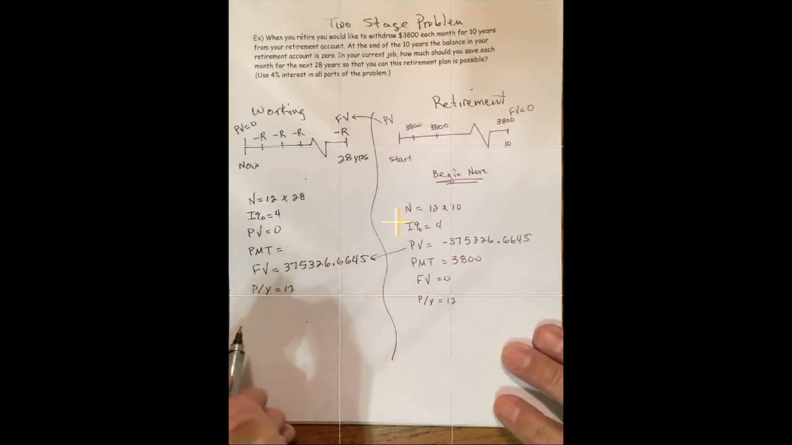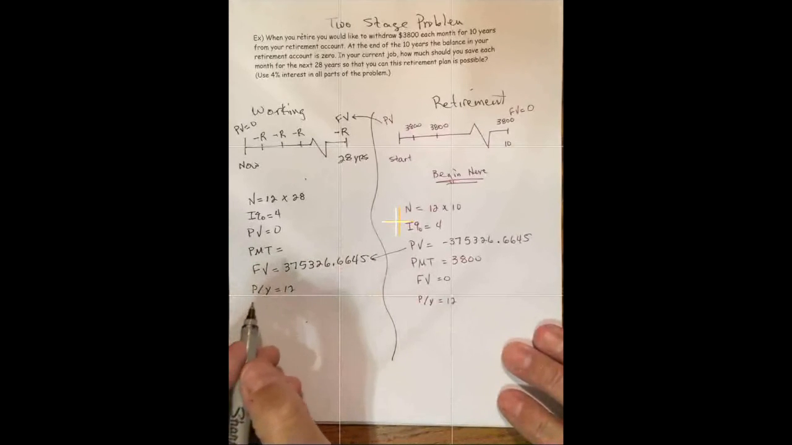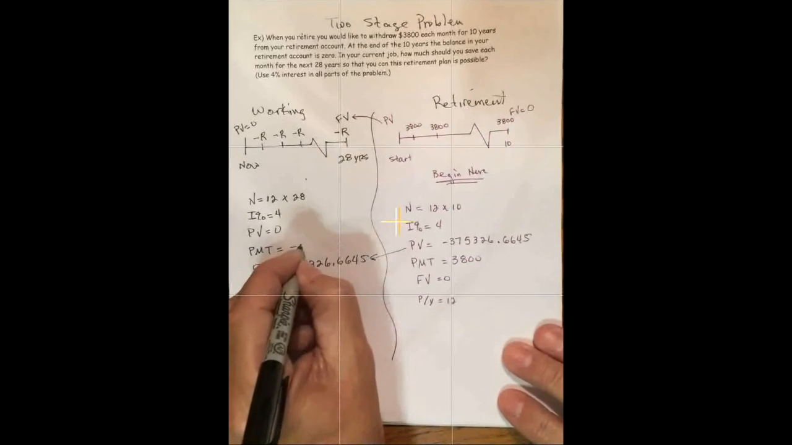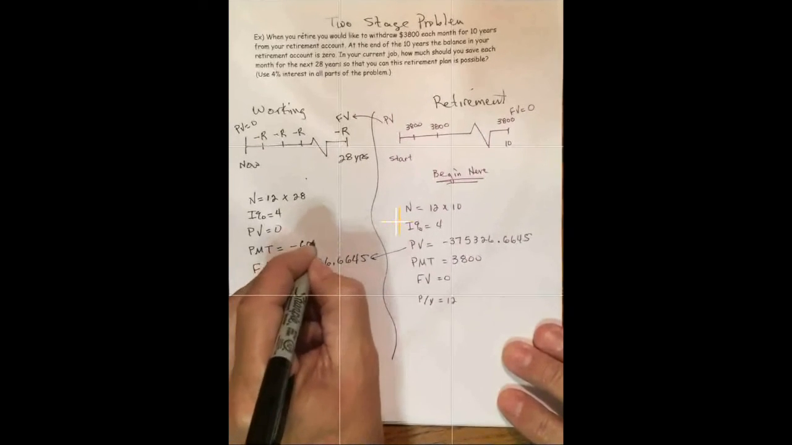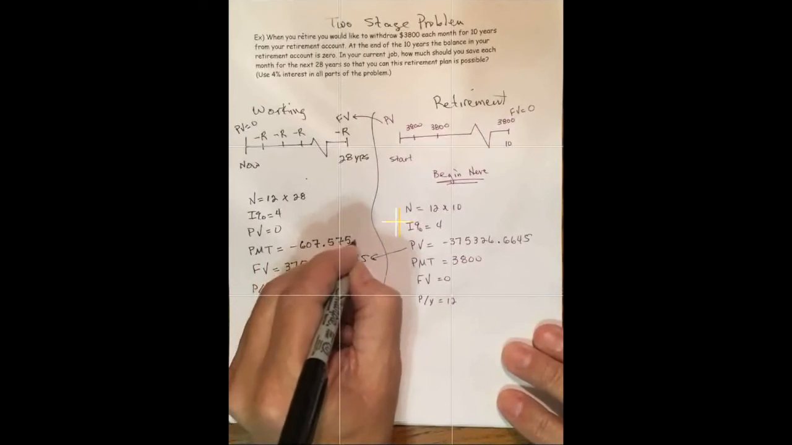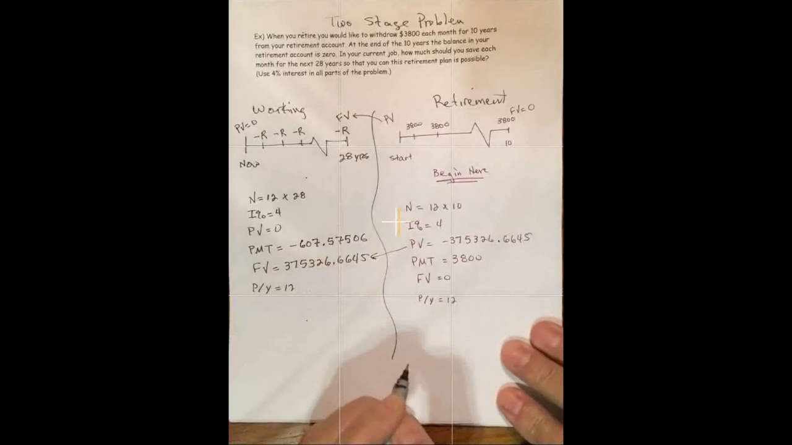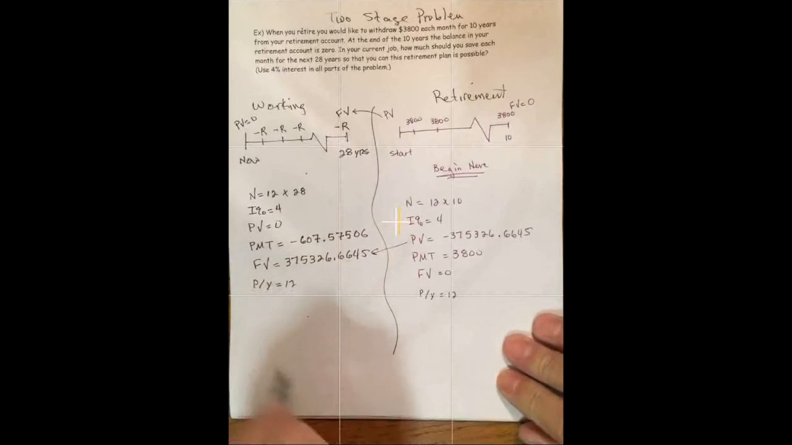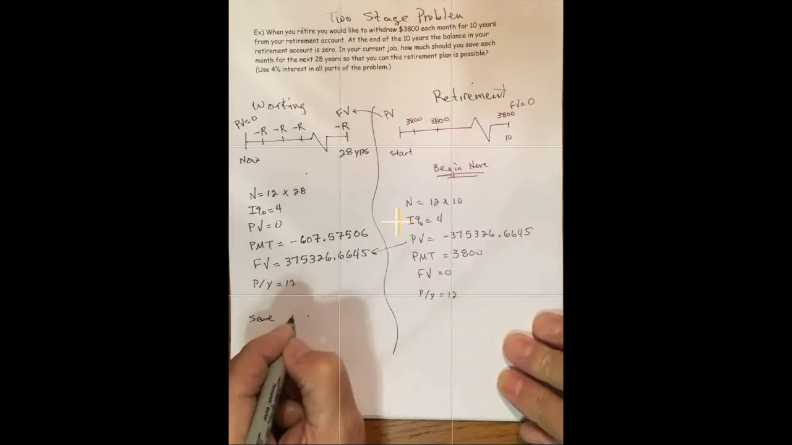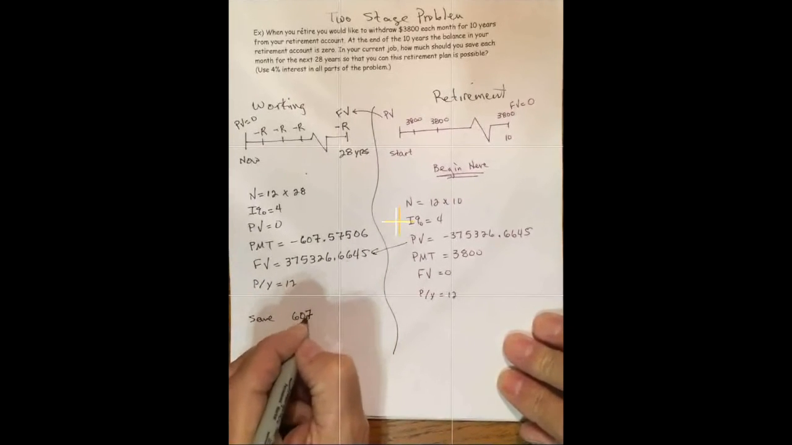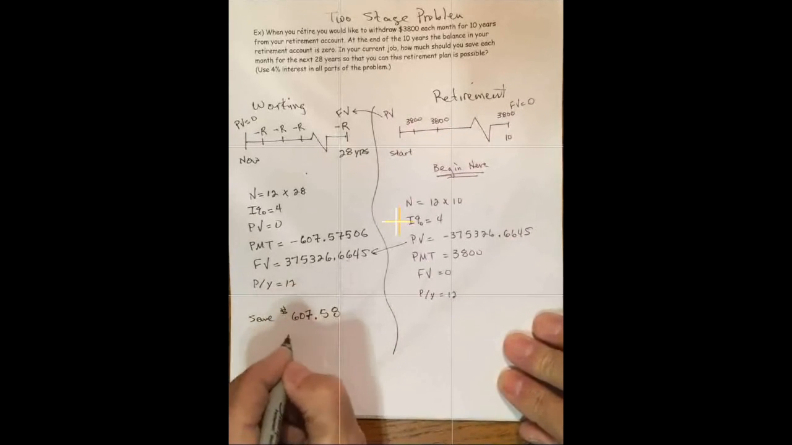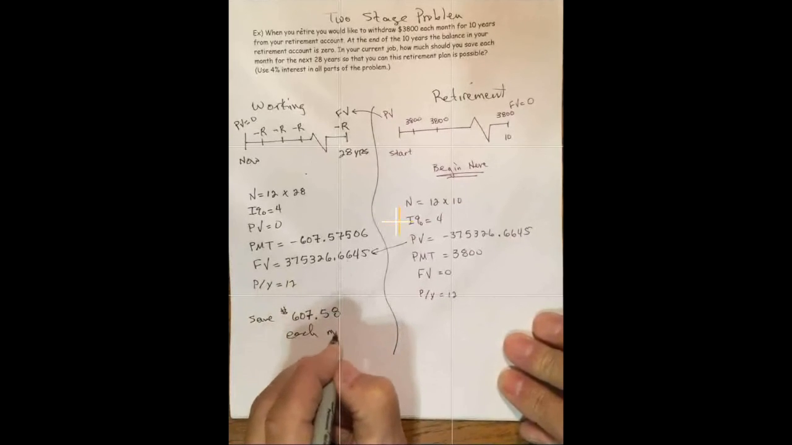Once we have that for the future value, then we come up here and solve for the payment. And this is going to give us 607.57506. So what we need to do while we work, we need to save $607.58 each month.